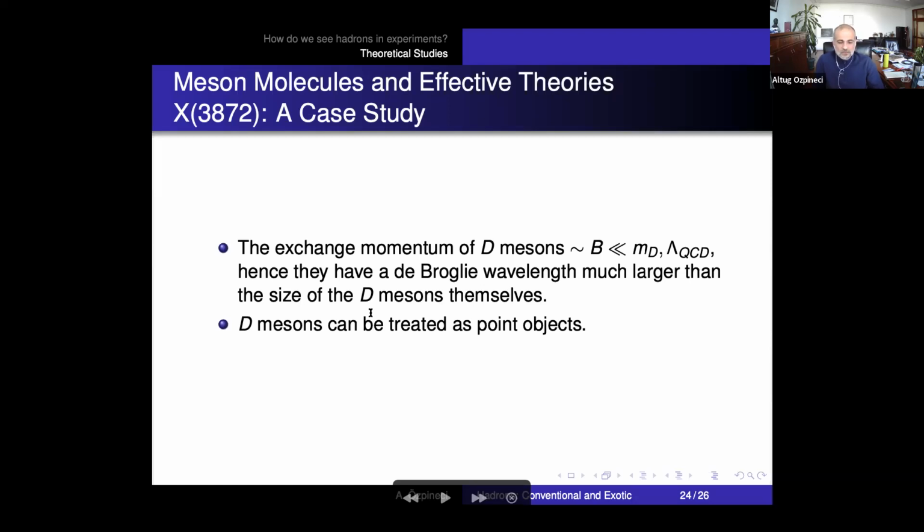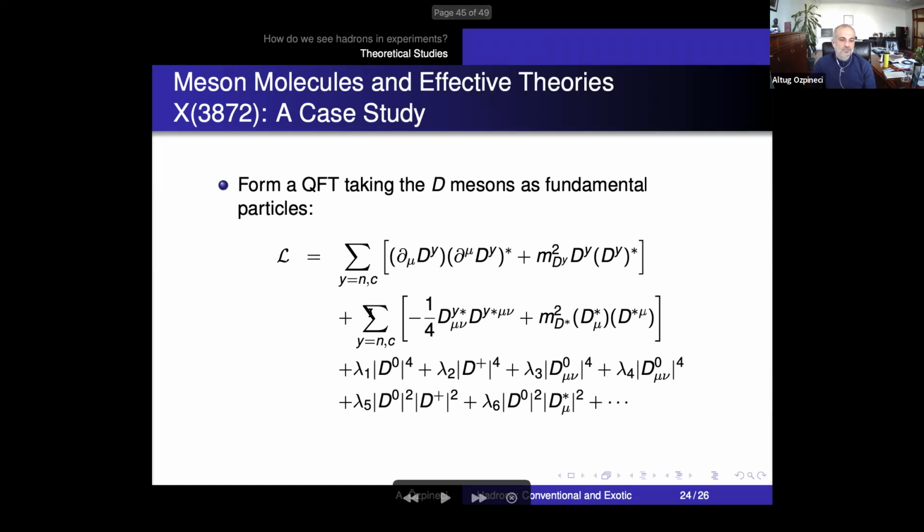Well, the de Broglie wavelength of these D mesons will be very large. So nothing in your system can actually see the internal structure of your D mesons. But that means that you can just treat them as point objects. So you have these point objects, which you can treat as your fundamental objects in your field theory, which will be interacting with each other. So you write the kinetic energies. No, sorry, the first line is the kinetic energy and the mass of the scalar D meson. The second line is for the vector D meson, and you can just add as many interactions as you want.